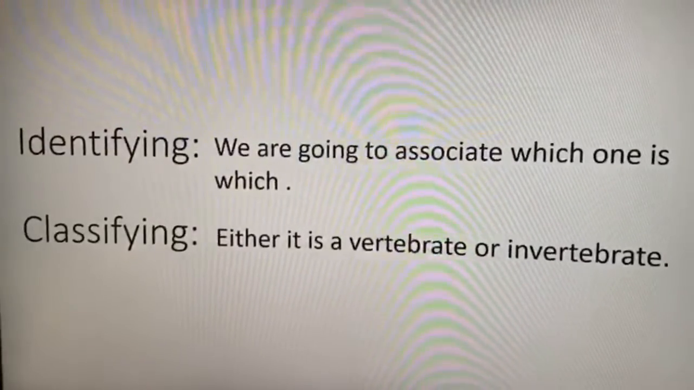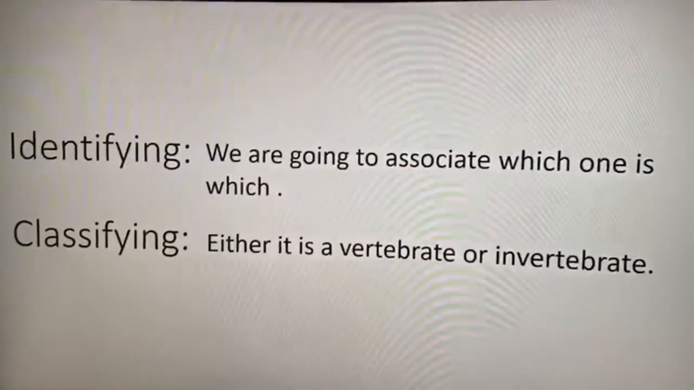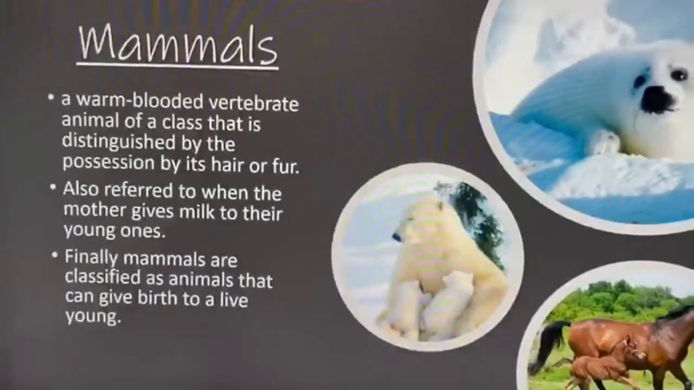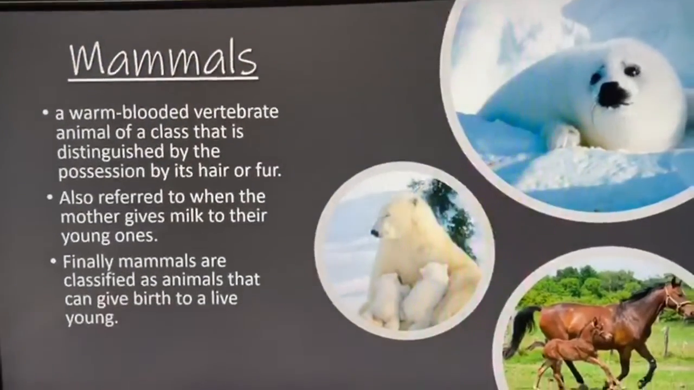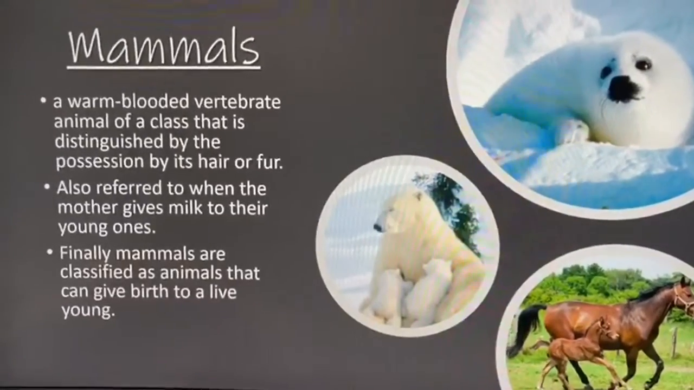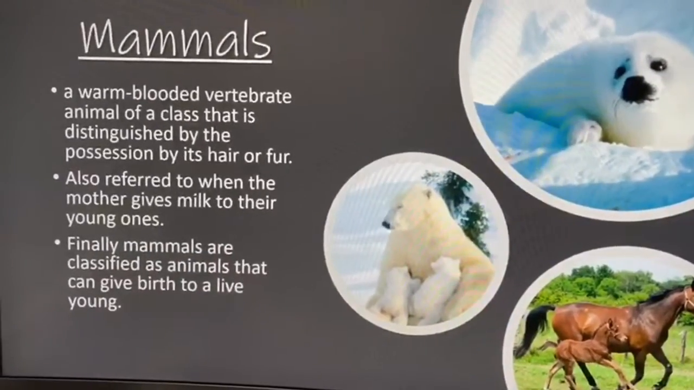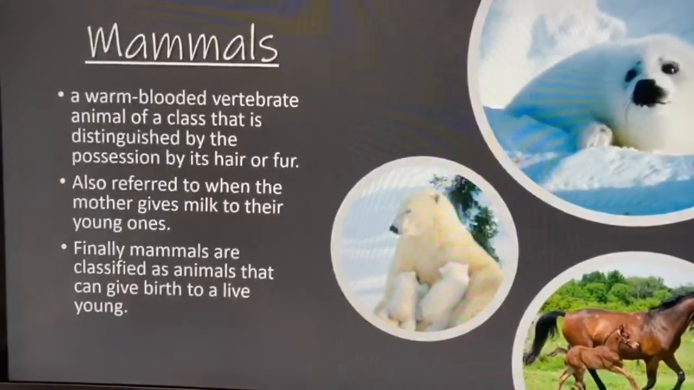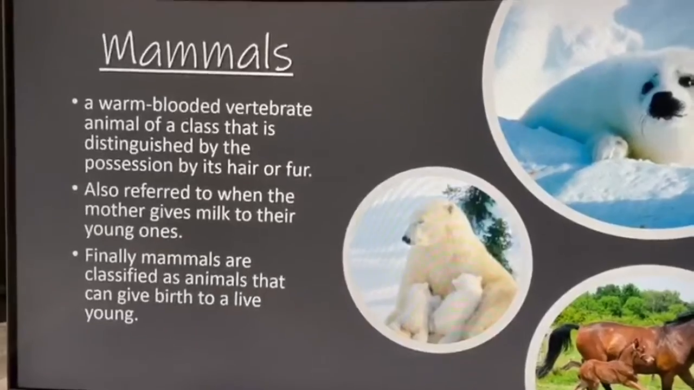Okay, so we're gonna go through some examples of the different types and associate them together. So now we have mammals. As mammals, we can find polar bears, seals, and horses. They're usually warm-blooded vertebrates, and they usually give birth to live young babies.